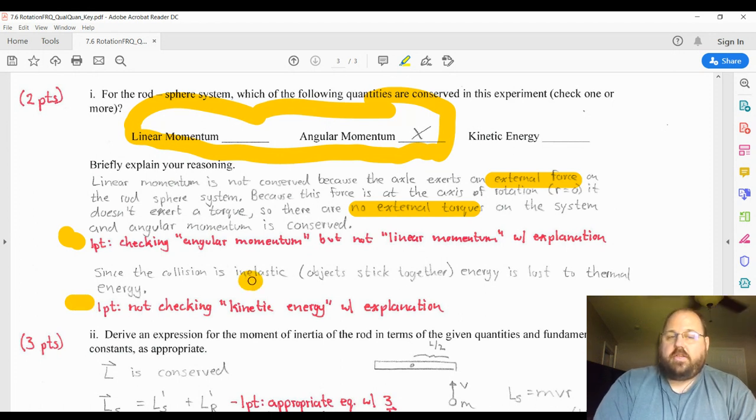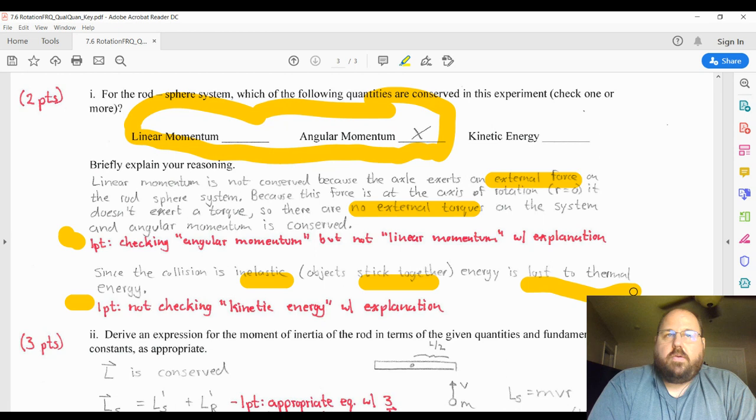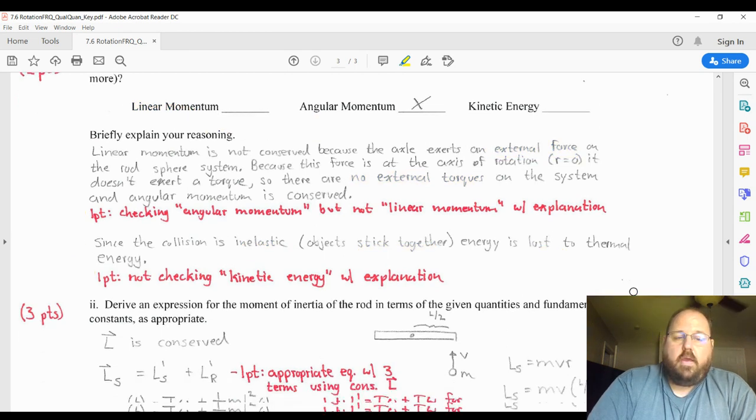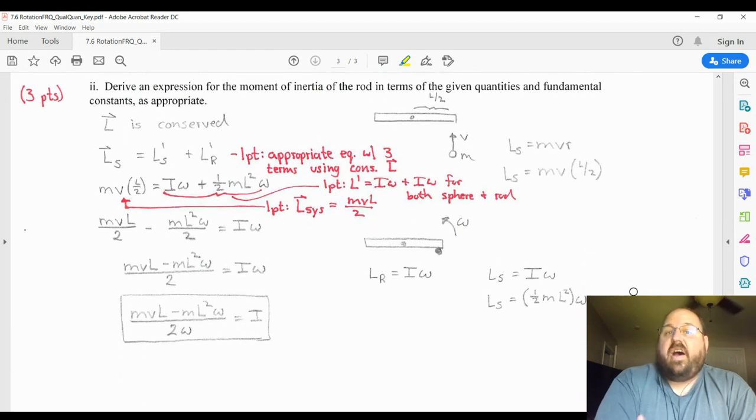You can say that the collision is inelastic, sticking together, or somehow the energy is lost to thermal energy. So really just recognizing that since you were told it's an inelastic collision, you know the energy has to be lost. So part I is relatively straightforward. Part double I is not.